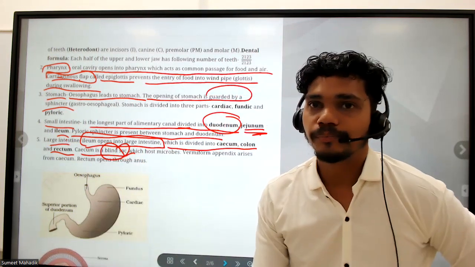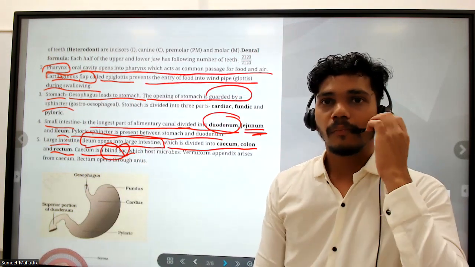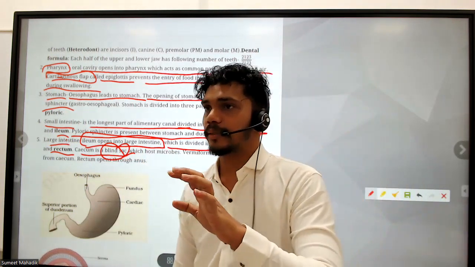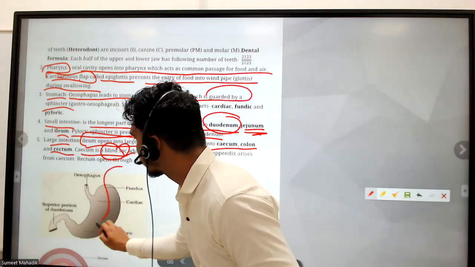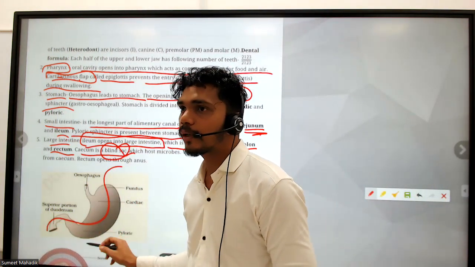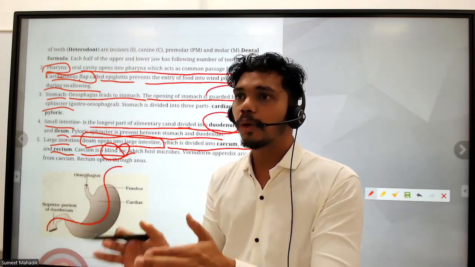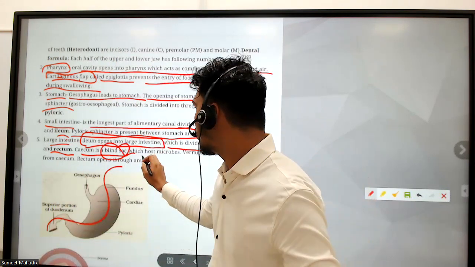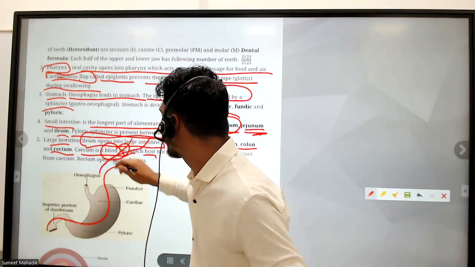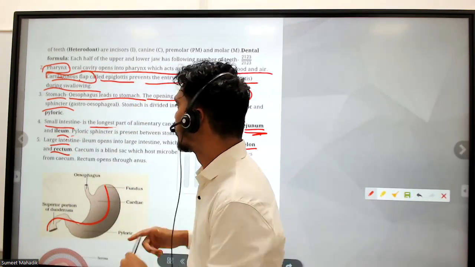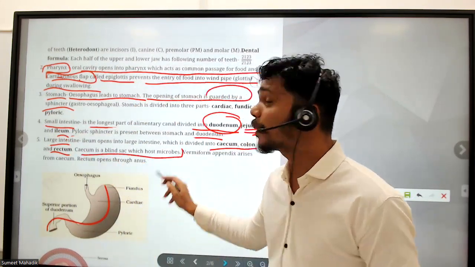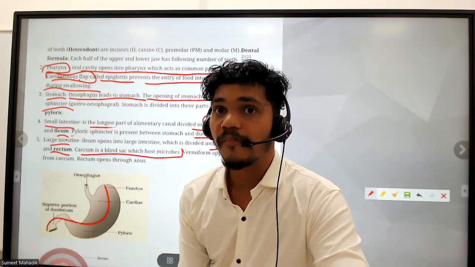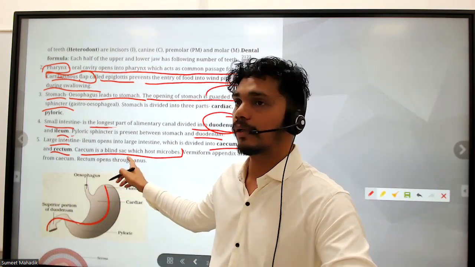What is a blind sac? What is a sac? The stomach is a sac, we can say that this is a sac. Blind sac means what? It is just a storage thing. Okay. So we can say a blind sac which hosts microbes. Which microbes? E. coli. Vitamin B12 we are getting from here.